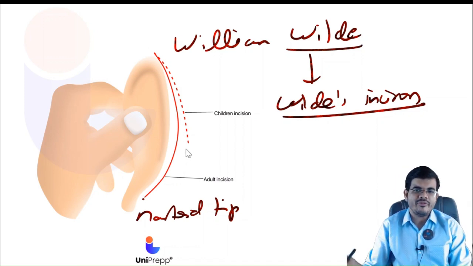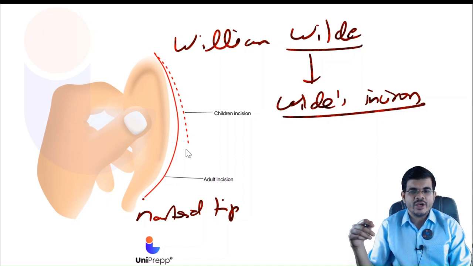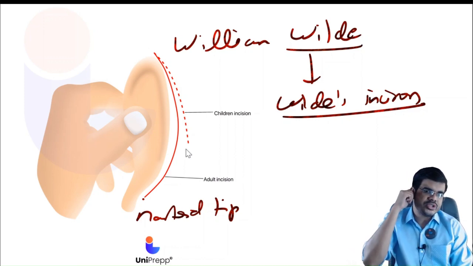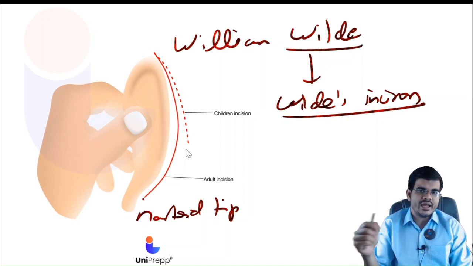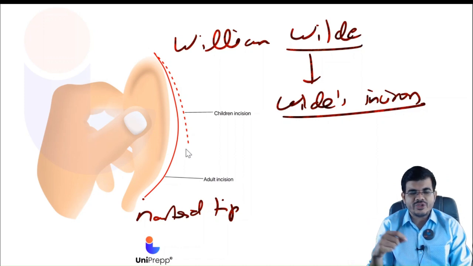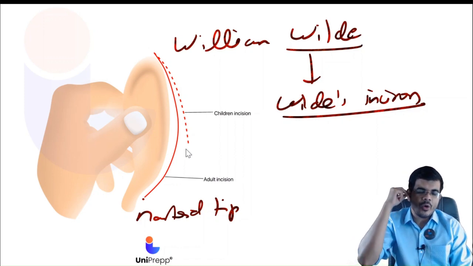After putting Wilde's incision, you will reach up to the periosteum by dissection, and then you will push the pinna forwards and enter the posterior canal. While entering the posterior canal, in order to avoid injury, first of all we will be putting a cotton inside.